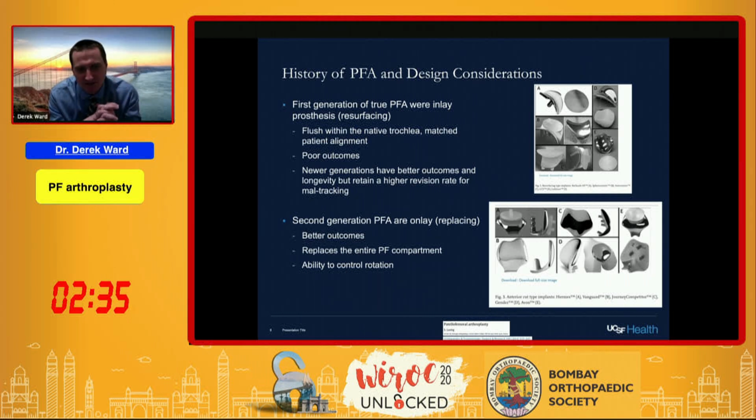The second generation of PFA were onlay. This is a replacing prosthesis, so you're replacing the patellofemoral joint just like in a total knee arthroplasty. These tended to have significantly better outcomes, likely due to the ability to control rotation.